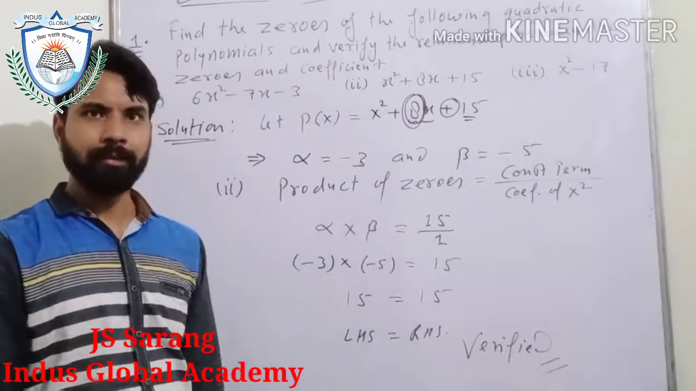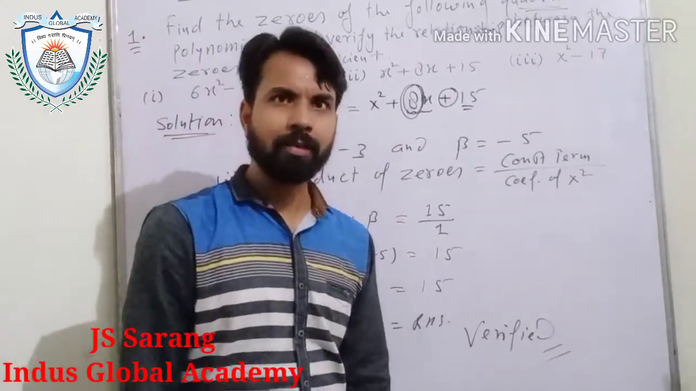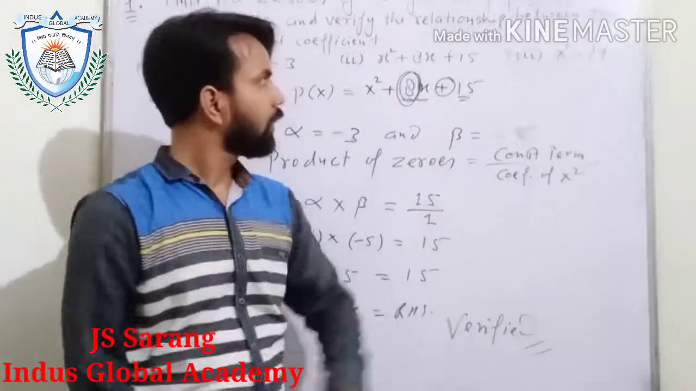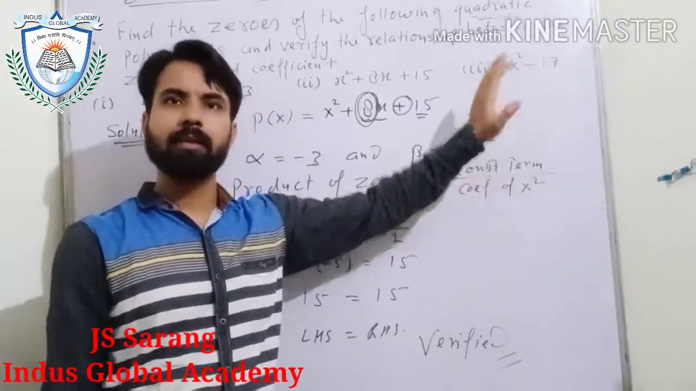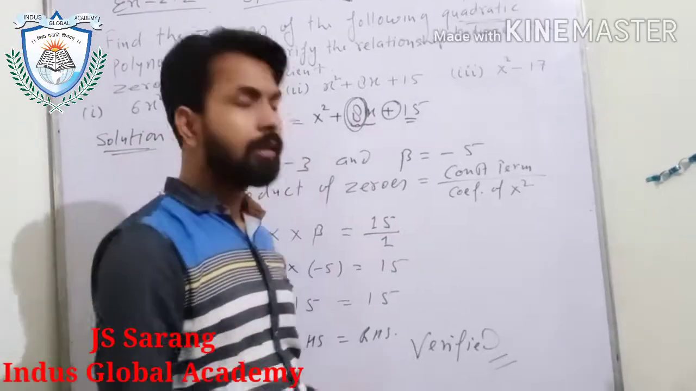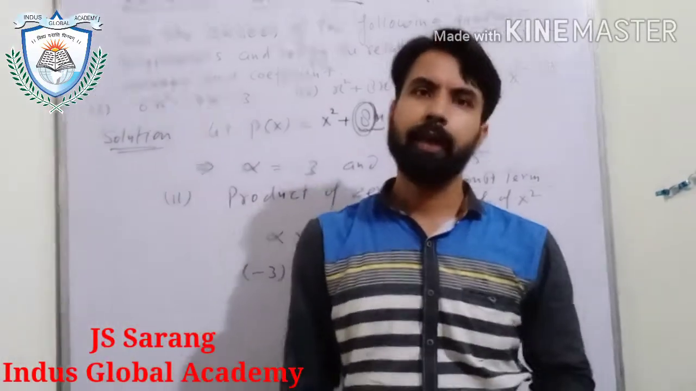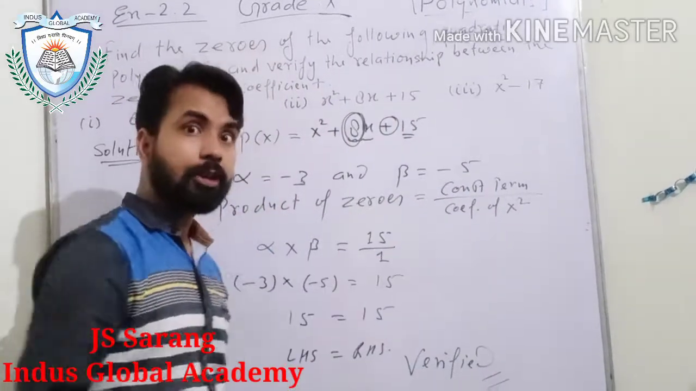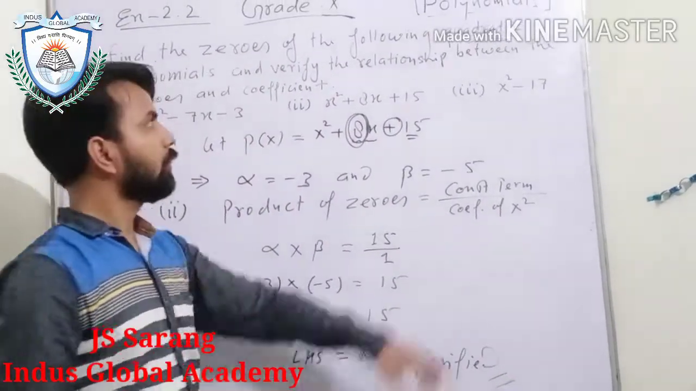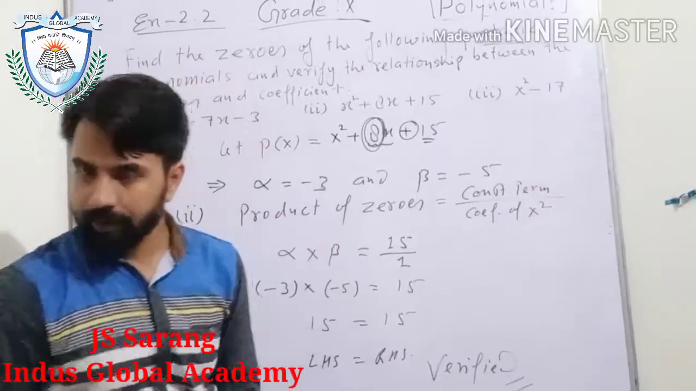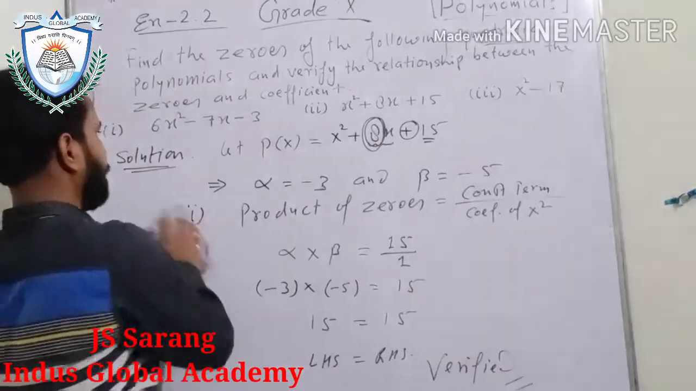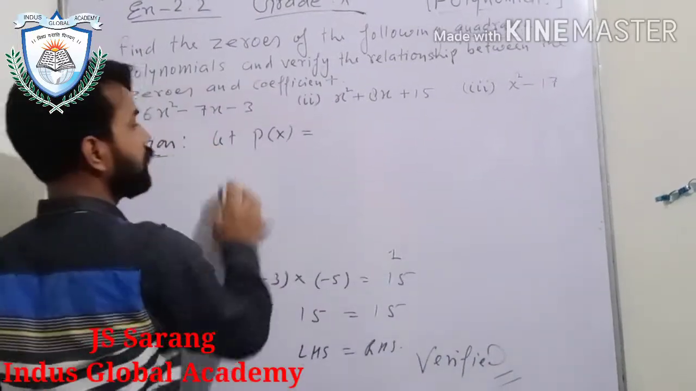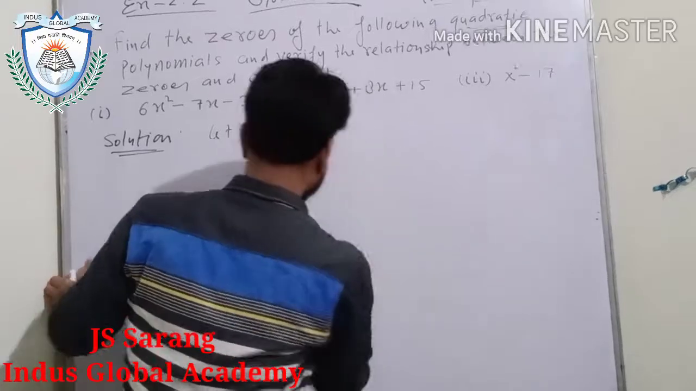Now, is it clear? Are you enjoying this? Okay. Now let us take the third example: x square minus 17. How can we find out the zeros of the polynomial and how will we verify the relationship between the zeros and the coefficients for this polynomial? That is x square minus 17.